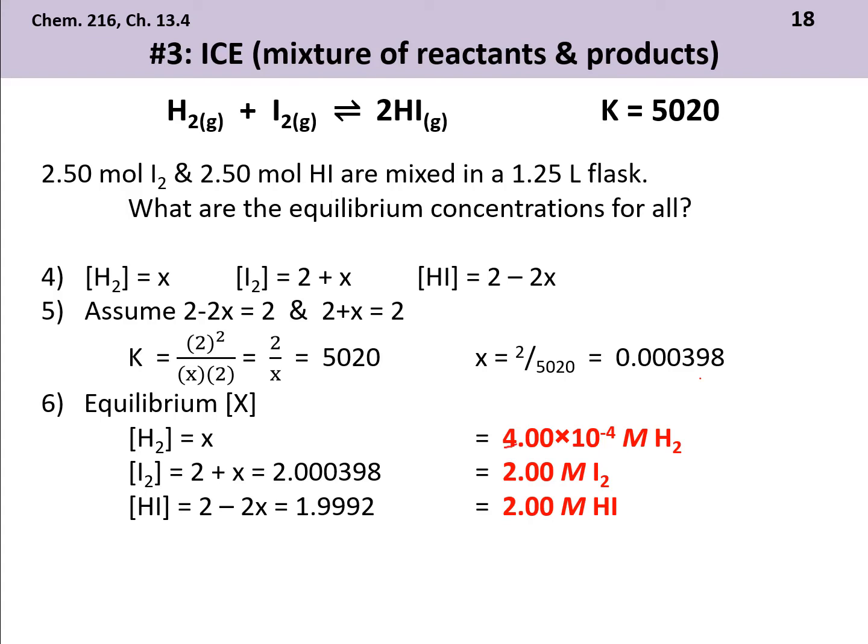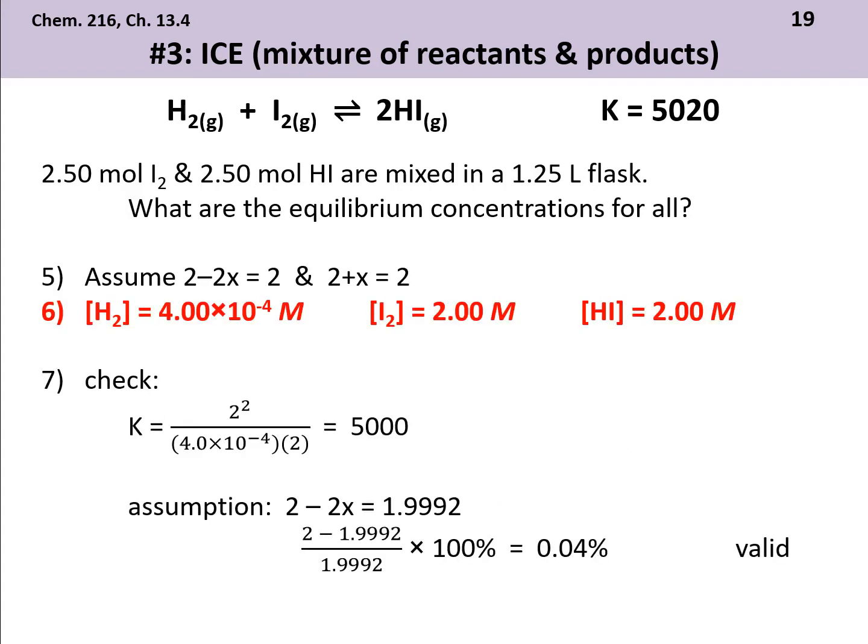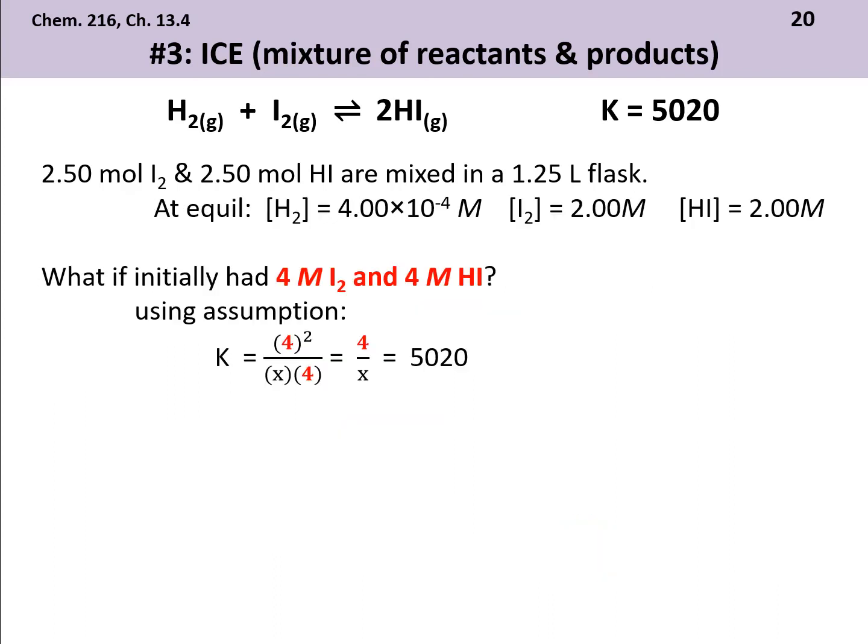Okay, this should actually be 3.98 times 10 to the 4th instead of 4 times 10 to the minus 4. All right, that is it. These are the same number. All right, so that is it for that problem. Here we have that check at the end, and we said it was valid.